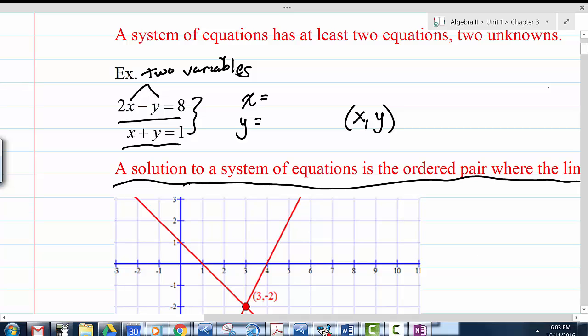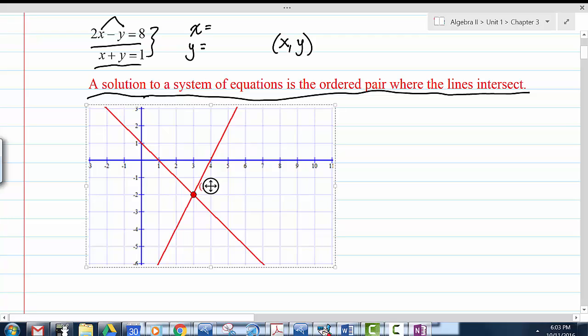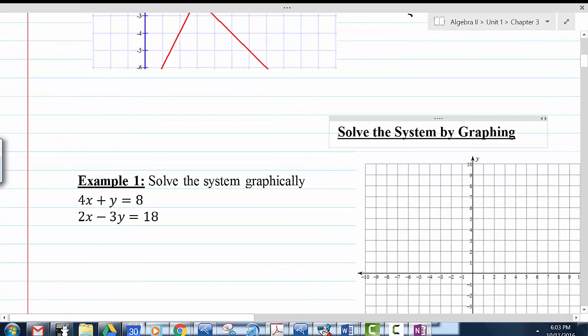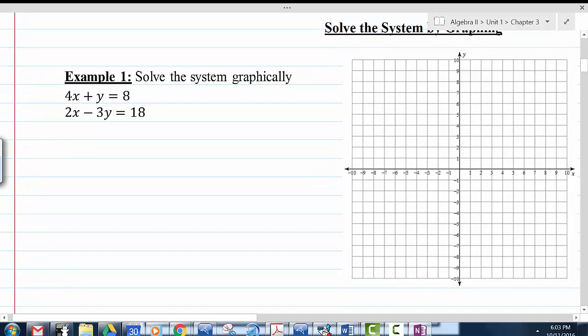So if we graphed both of those lines, where they intersect, being that they intersect right here, is a solution to this system of equations, meaning that it's a solution on each one of these lines. So it's on both lines at the same time. That's the only place. That's how we do things graphically. So really all you're doing is graphing the lines and then finding out where they intersect. I'll do a quick example: solve this system graphically.